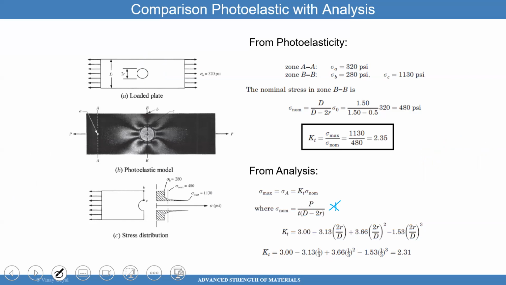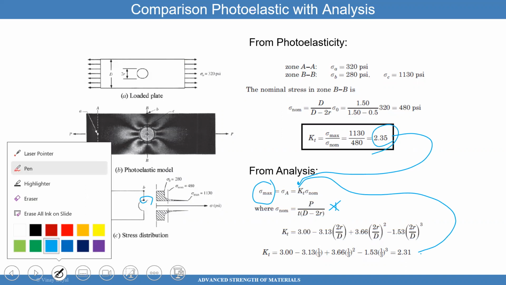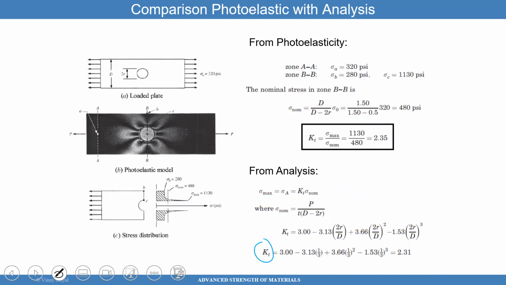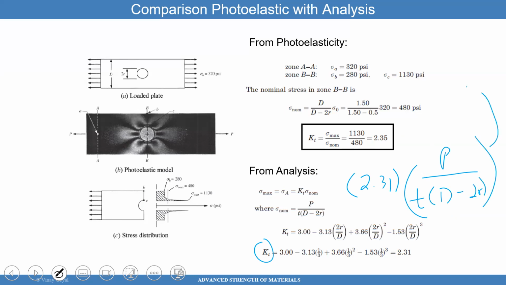So the KT you're calculating here is multiplied by the sigma nominal to get you the maximum stress at the hole at point C. Point C is over here. It turns out that when you do the calculations and you plug in 2.31 over here for KT, you can see this KT of 2.31 is very close to the experiment of 2.35. But in essence, you can calculate the max stress using this equation. So 2.31, that's the way you will do it, 2.31 times the load applied P divided by T times D minus 2R. And when you do the calculation, you arrive at the 1130 you see there. It's going to be very close to 1130.